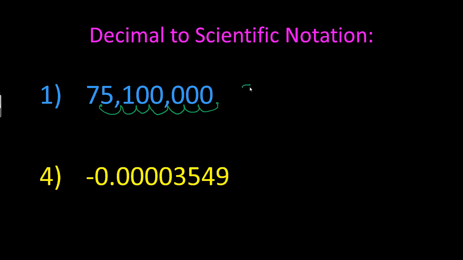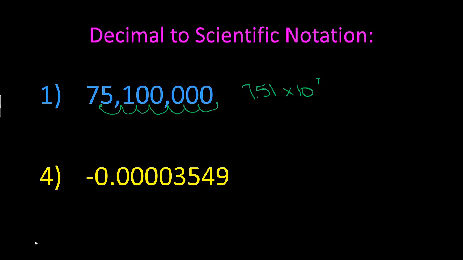So it is going to be 7.51 times 10, and the exponent is how many spaces I moved. I moved it 7 places. And since I moved it 7 to the left, my exponent will be positive. Another way to look at it is this is a very big number, so the exponent needs to be positive and not negative.